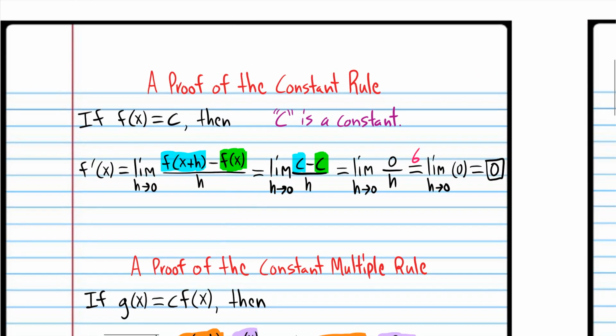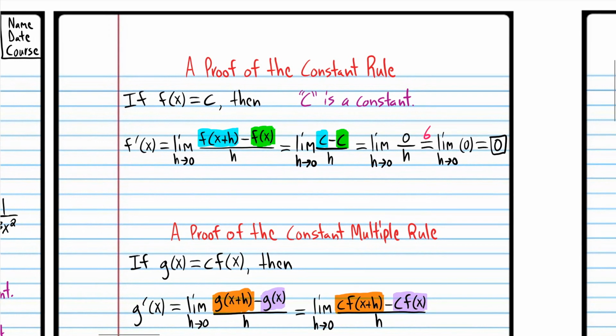So here's a proof of the constant rule. We don't really need to go over this in detail, because we don't really need to prove it, since we know that the derivative of a constant function has to be 0. It's just a flat line. But if you wanted to plug it into the derivative formula and prove that the derivative is 0, you can see this is the logic behind that.